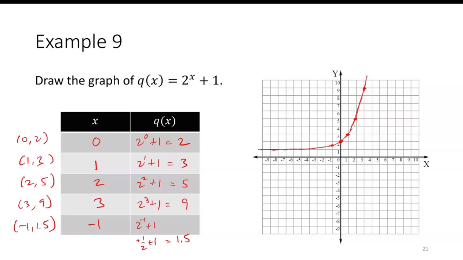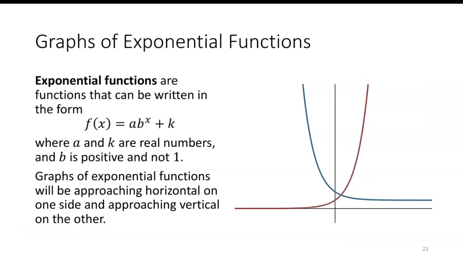Now this type of graph is what's called the graph of an exponential function. Exponential functions are functions that are written as a times some base to the x plus k. So x is the exponent, where a and k are real numbers and b is a positive number and not 1. Graphs of exponential functions will be approaching the horizontal on one side and going vertical, more or less approaching vertical on the other side.